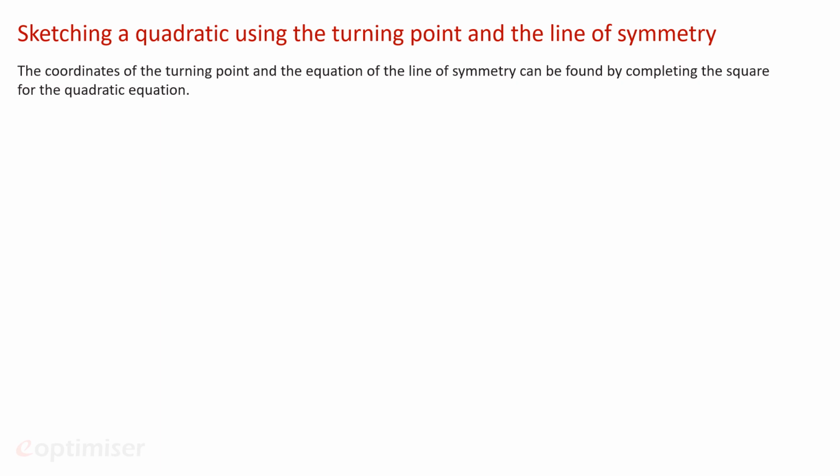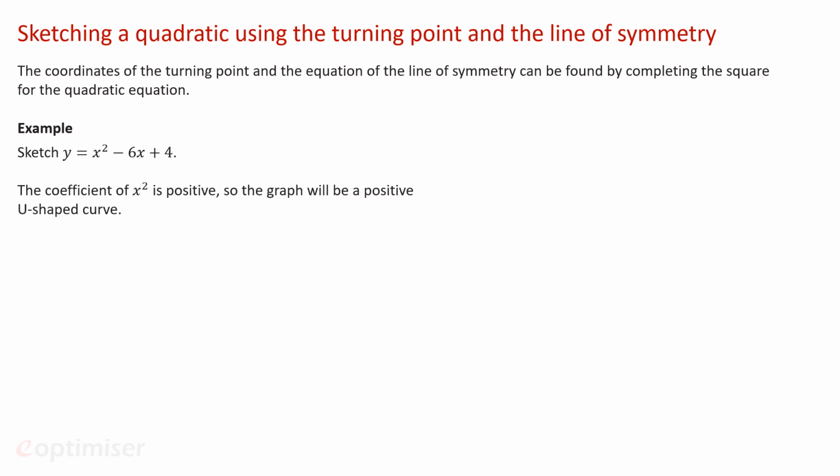So we will look at how to draw a quadratic graph if you can't find any factorization. If you can find the turning point and the line of symmetry, you can draw the graph. So look at one example: y is equal to x squared minus 6x plus 4. This is a quadratic equation. Can you factorize it? I don't think you can factorize it. But you can write it by completing the square.